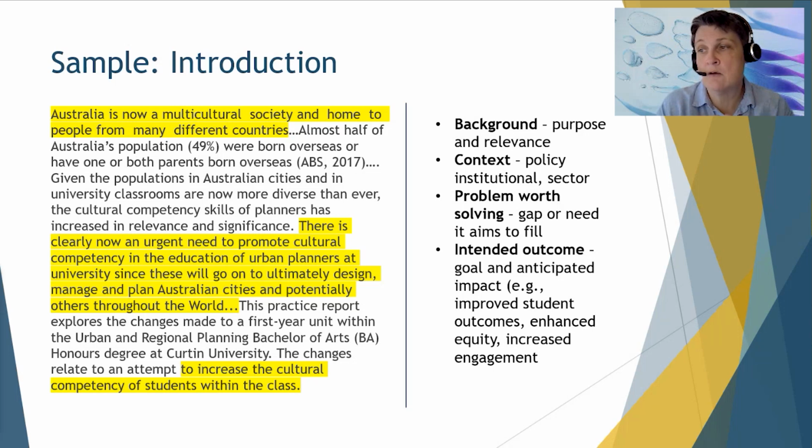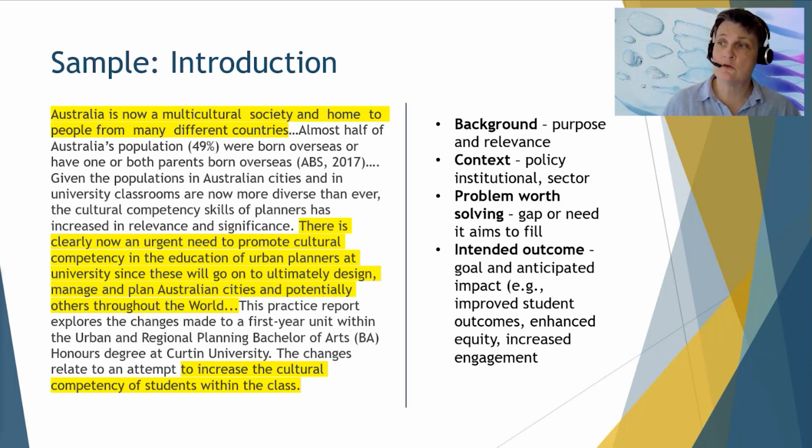And there is clearly now an urgent need to promote cultural competency in the education of urban planners at university, since these will go on to ultimately design, manage, and plan Australian cities and potentially others throughout the world. So this practice report explores changes made to a first year unit within the urban and regional planning Bachelor of Arts degree at Curtin University. The challenges relate to an attempt to increase the cultural competency of students within the classroom.